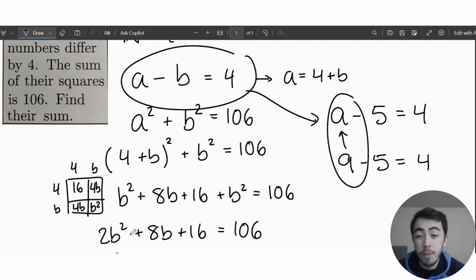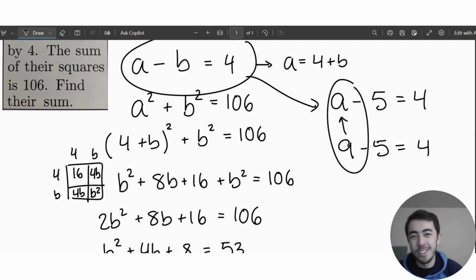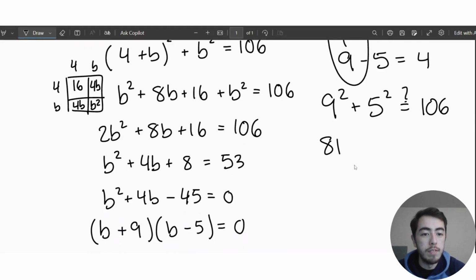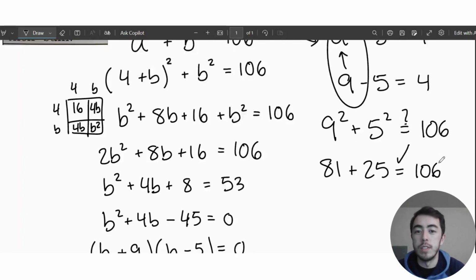Well, just to make sure that this all works, I kind of knew it was 9 and 5 from the start. I can take 9 squared plus 5 squared and see if it gets 106. 9 times 9 is 81, and 5 times 5 is 25. And then the 80 and the 20 make a 100. The 1 and the 5 make a 6. So yes, indeed, the sum of the squares here does make 106.